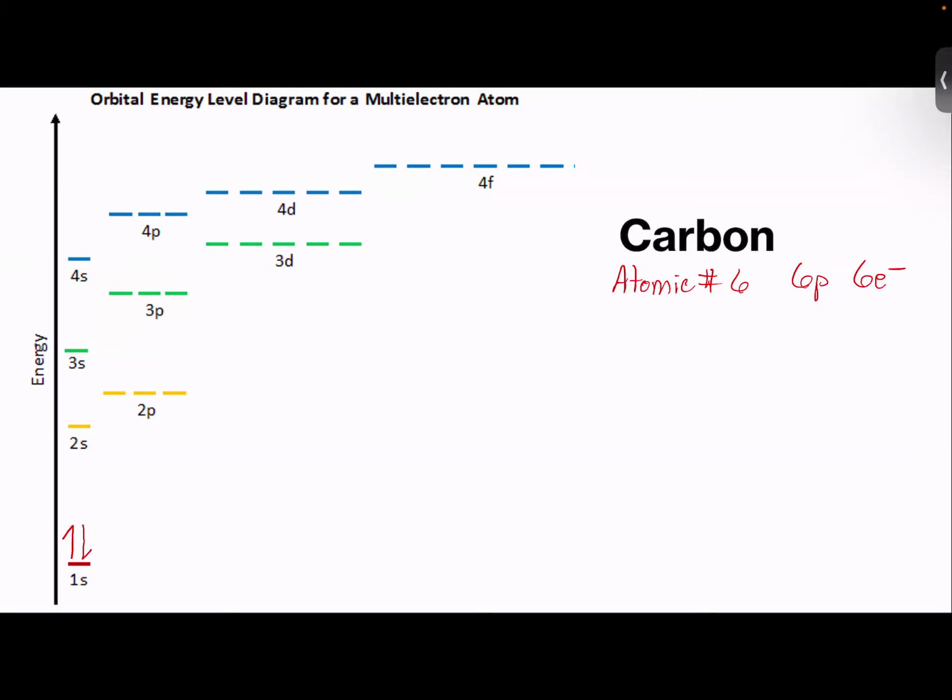We would then move to the 2s because it is next lowest in energy. The first electron in the 2s would go in spin up. The second electron in the 2s would go in spin down. So far, we have distributed 4 of the 6 electrons. We then move to the 2p because that's the next lowest in energy. But now we have a set of degenerate orbitals because we have 3 orbitals in the subshell. So we place 1 electron in each orbital spin up before pairing.